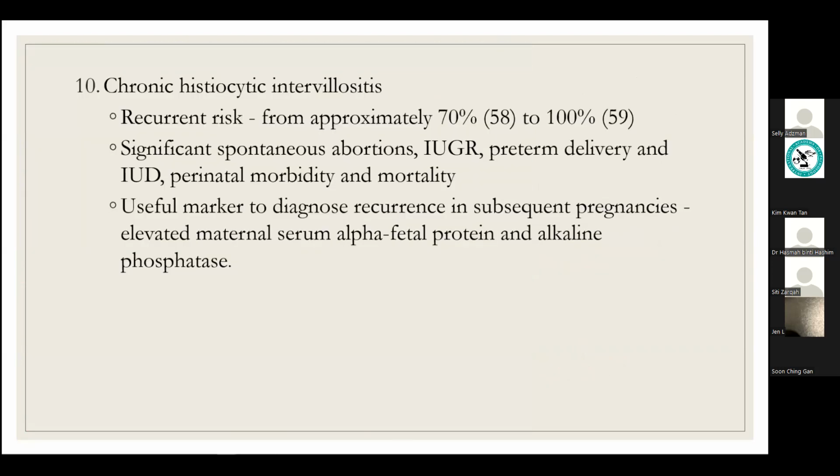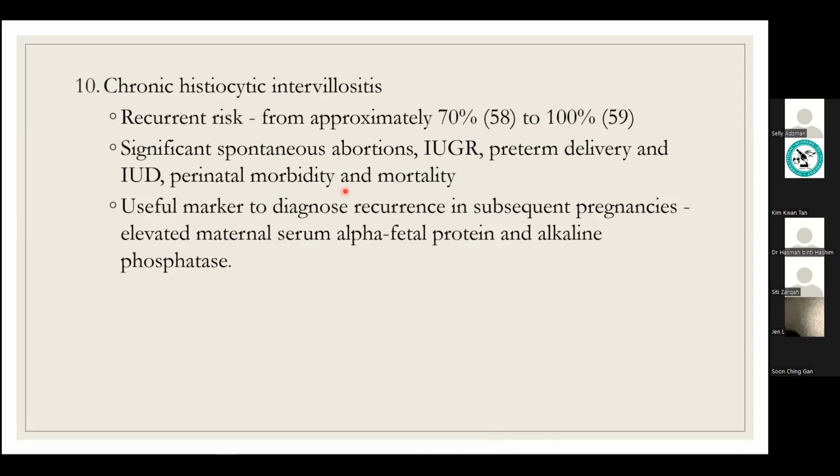Then the last one, I think, is chronic histiocytic intervillositis. I think this is very important to recognize because it recurs up to 100% in one paper. It caused significant spontaneous abortion, IUGR, preterm delivery, and IUD. If the baby survives, it will have a prolonged PICU or NICU stay. We don't know whether the baby is going to survive or not.